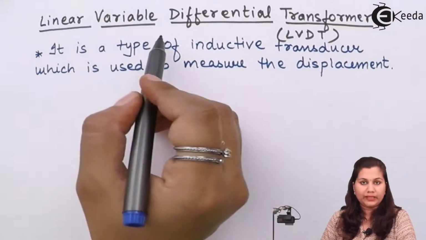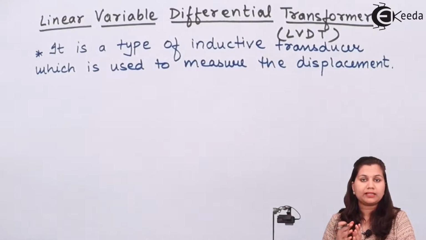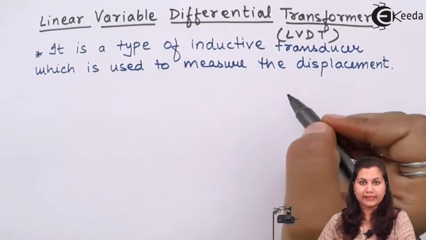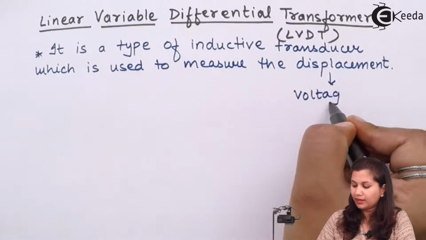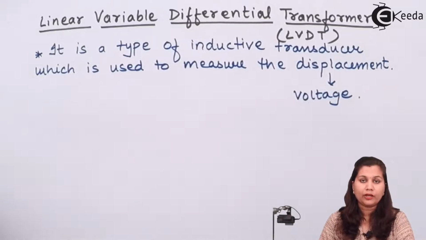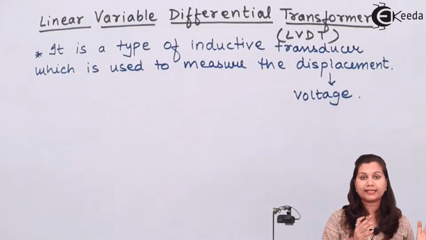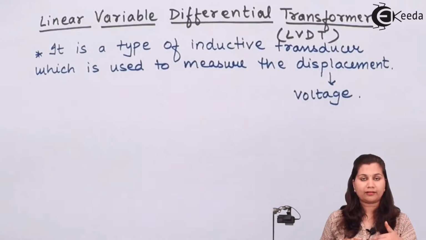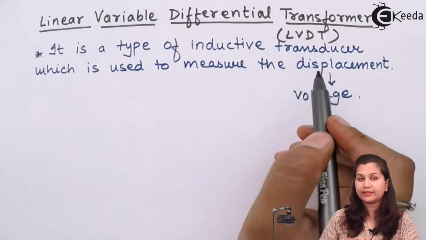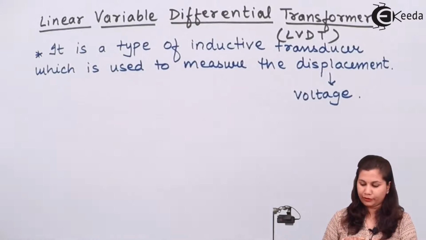So this LVDT is used to measure displacement, and this displacement is measured by measuring the output voltage. So displacement is changed into an electrical quantity, which is the output voltage. We are measuring displacement, a non-electrical quantity, by changing the inductance linked with the coil, and it is measured with the help of the output voltage.